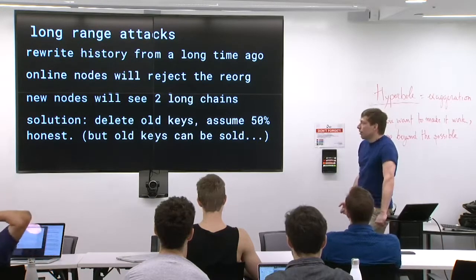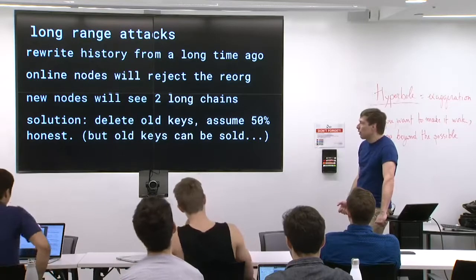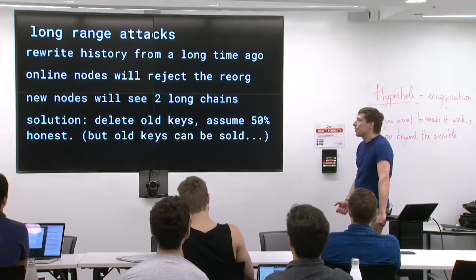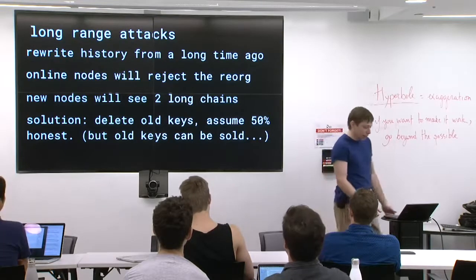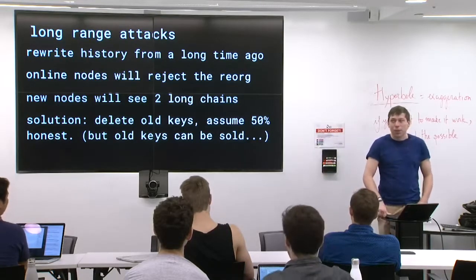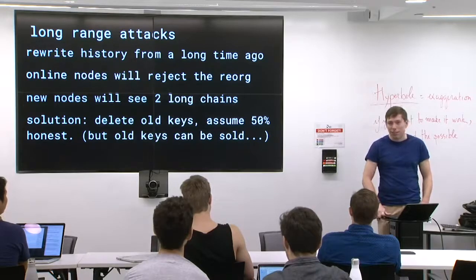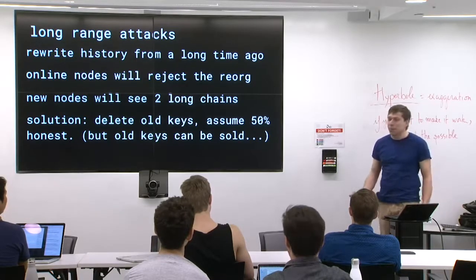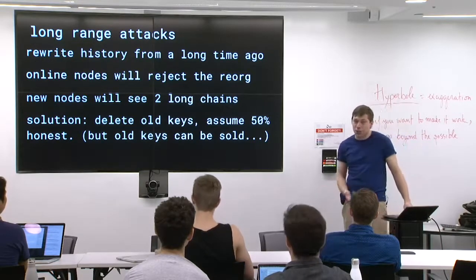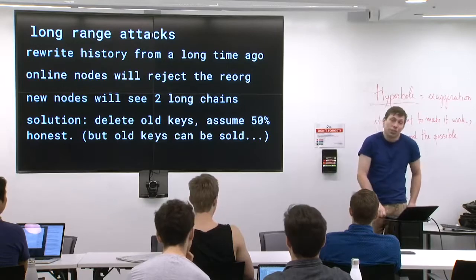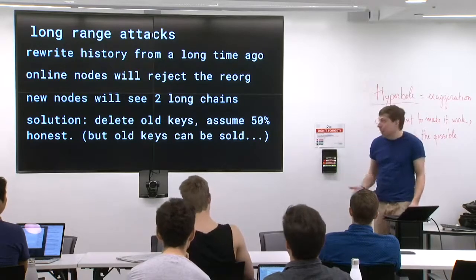So yeah, a lot of times the solution is, okay, well, delete old keys and assume 50% honest. That's tricky because old keys can be sold. I know that people have asked, like, hey, can I buy your old Ethereum keys? Why do you want these? Well, if proof of stake happens, they might be worth something. Currently, if you have keys for addresses or accounts that don't have any money anymore, it's not very useful, but possibly can be sold.